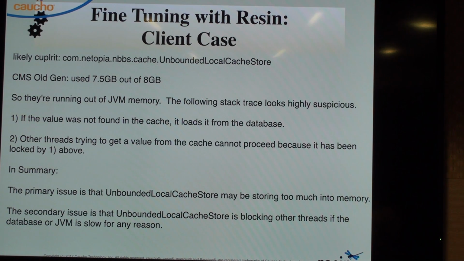So in summary, the primary issue was that the unbounded local cache store may be storing too much in memory. We weren't exactly sure, without looking at some of the lines of code within their application, how they were using it. But the secondary issue is that the unbounded local cache store is blocking other threads if the database or the JVM is slow for any reason. Given these two items that we pulled from their PDF report, they made some small changes in their code, and they were back to getting 100% uptime, or 99.99. No more JVM error messages, and that log file was very helpful for them to trace that down.